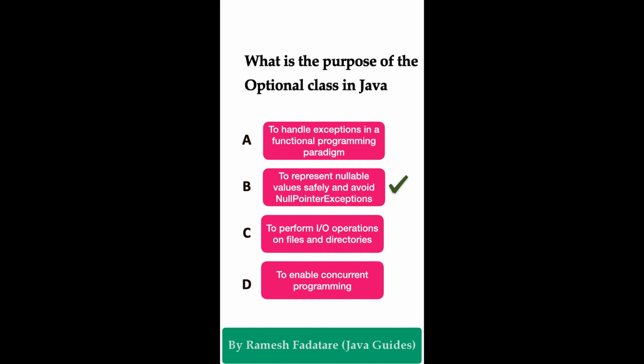Well, the Optional class in Java 8 is used to represent nullable values safely and prevent null pointer exceptions by providing a way to handle empty or null values. Well, the Optional class was introduced in Java 8 specifically to handle null pointer exceptions.